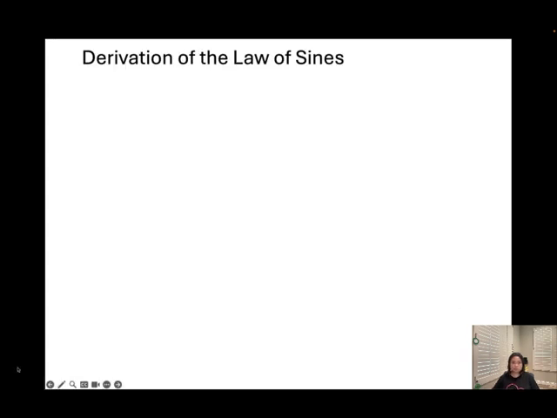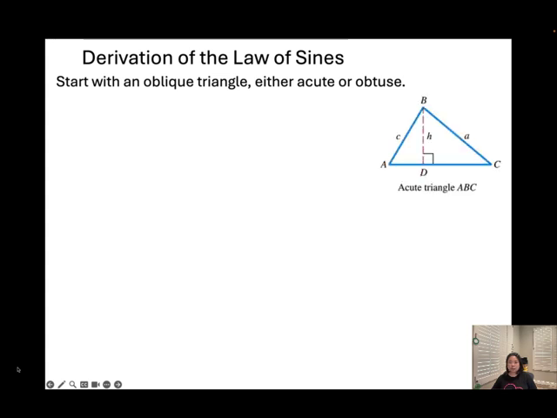Derivation of the law of sines. Let's start with an oblique triangle, either acute or obtuse. One more time, acute means all three angles are less than 90 degrees. Obtuse means one of the angles is between 90 and 180.